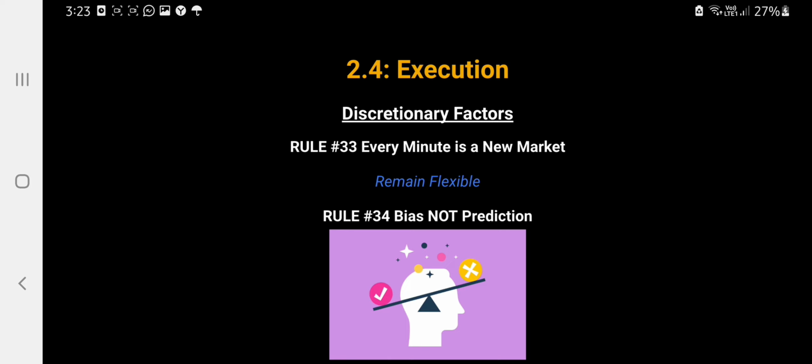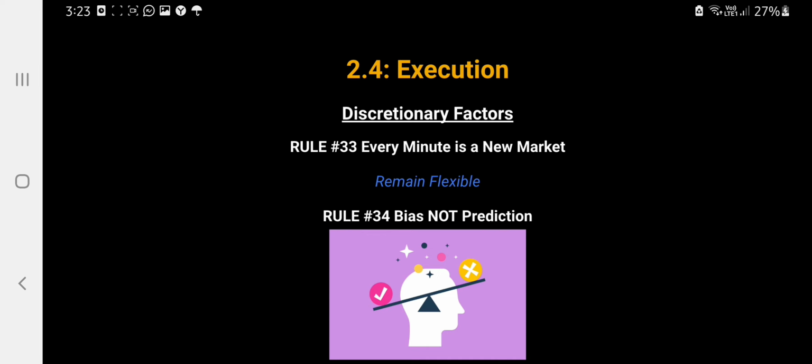So, getting into the rules around discretionary factors. Rule number 33: every minute is a new market. Okay, this is the most important part of the discretionary element of trading, and this is something you should always keep in mind: the market changing gives you new information. People tend to think that if you have a setup, like the one we showed a second ago, where you got a nice clean under over, when you enter that trade, that's the trade. You know, you're in the trade and now it just has to go to your level.